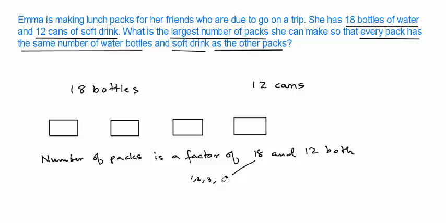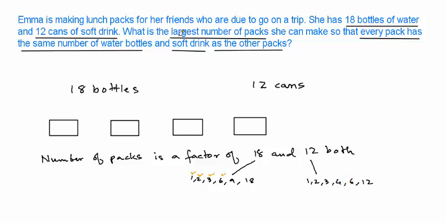not 4, not 5, 6, not 7, not 8, 9 and 18. And similarly the factors of 12 are 1, 2, 3, 4, 6 and 12. But the number of packs has to be a common factor between 18 and 12. Therefore, it could either be 1 or 2 or 3 or 6. That's all.